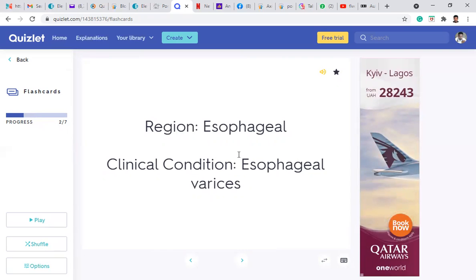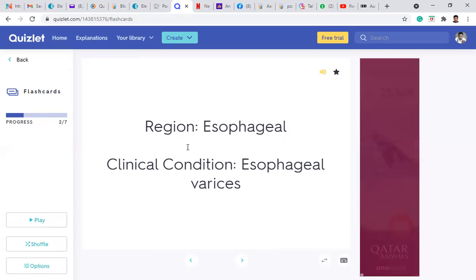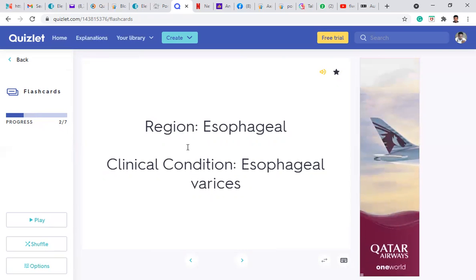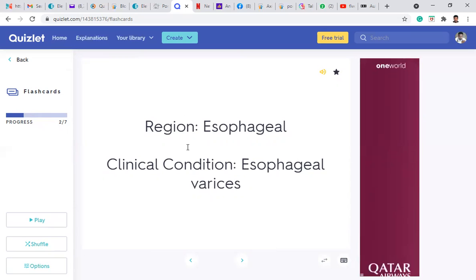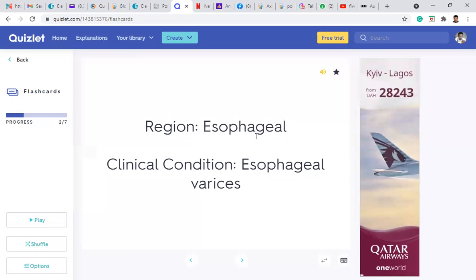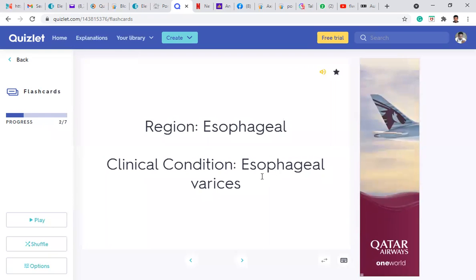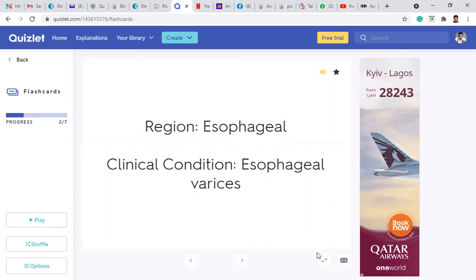So that initial anastomosis between esophageal branches of azygos vein and esophageal branches of left gastric vein occurs in the esophageal region, and the clinical condition that will result in the portal hypertension is esophageal varices.